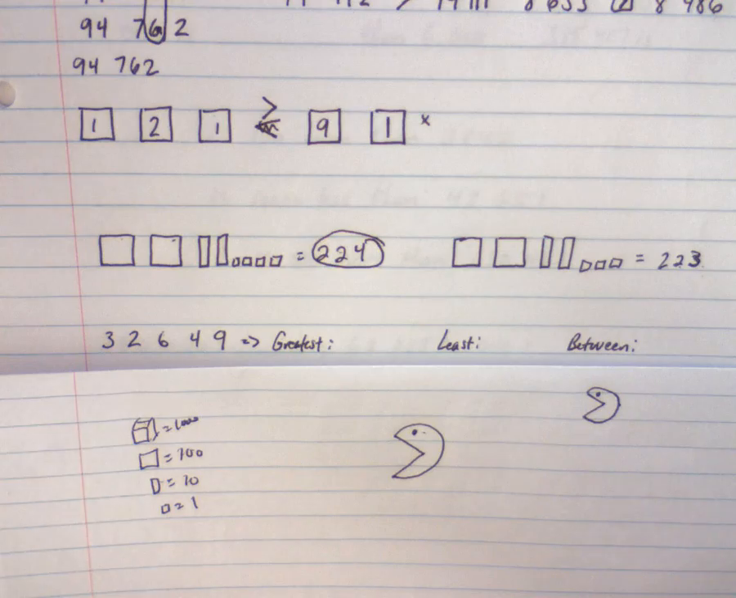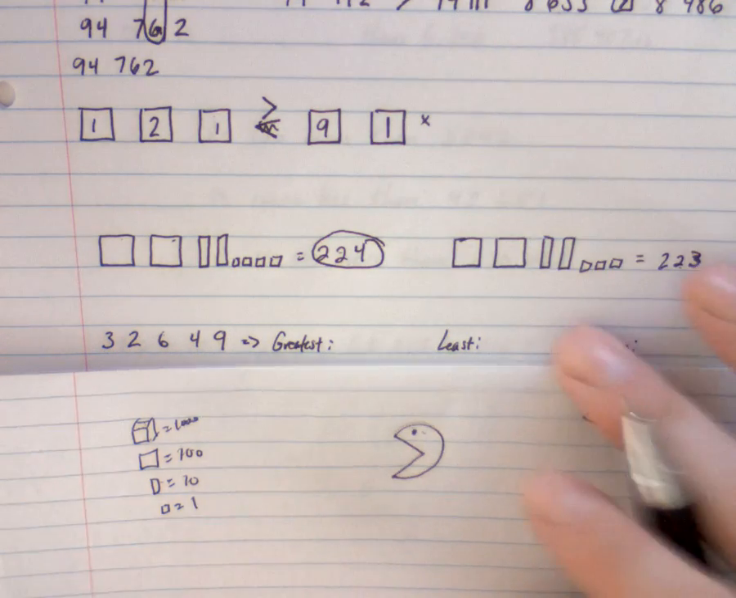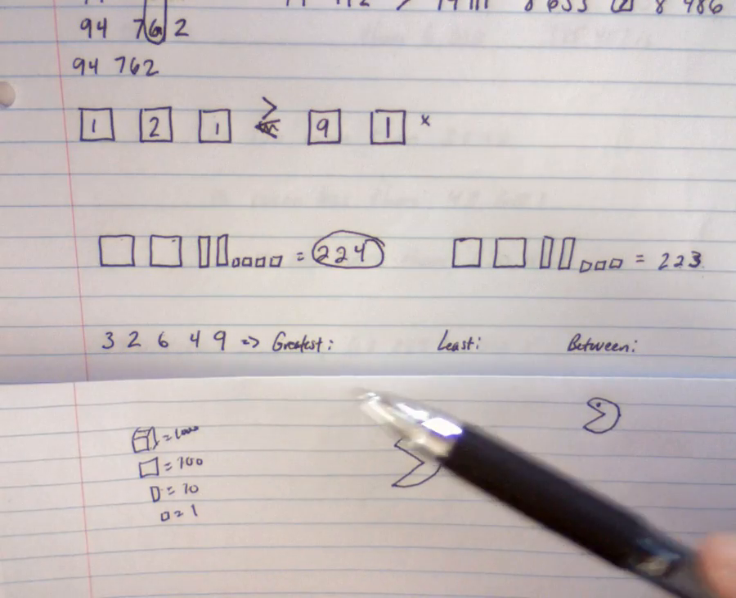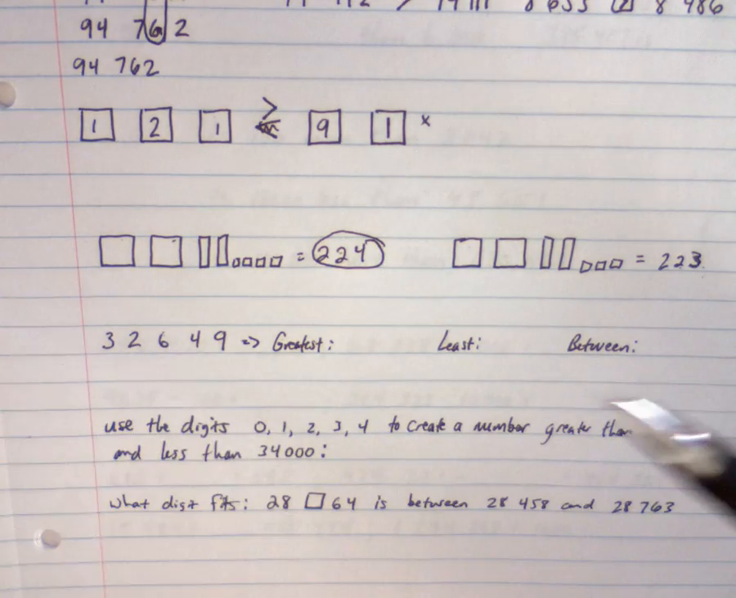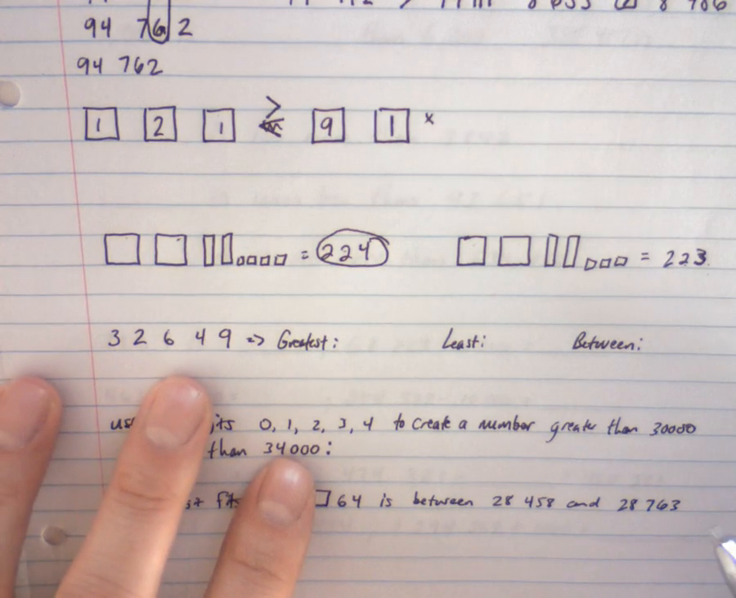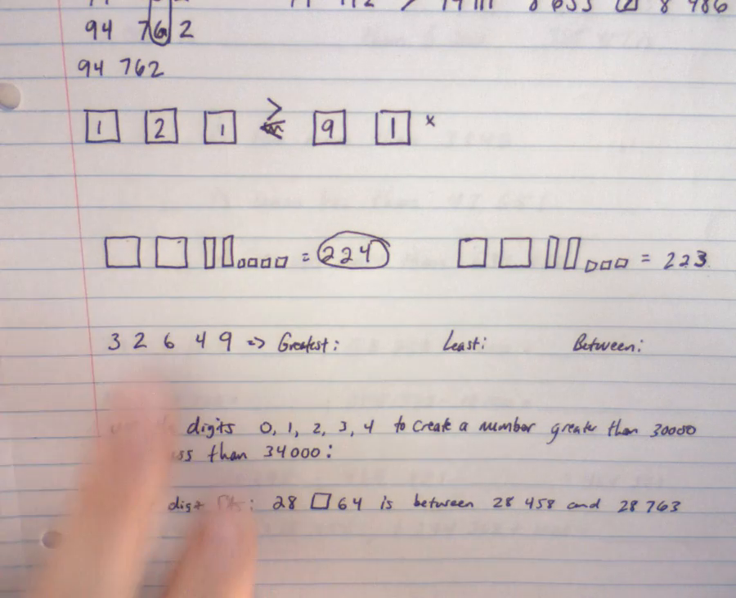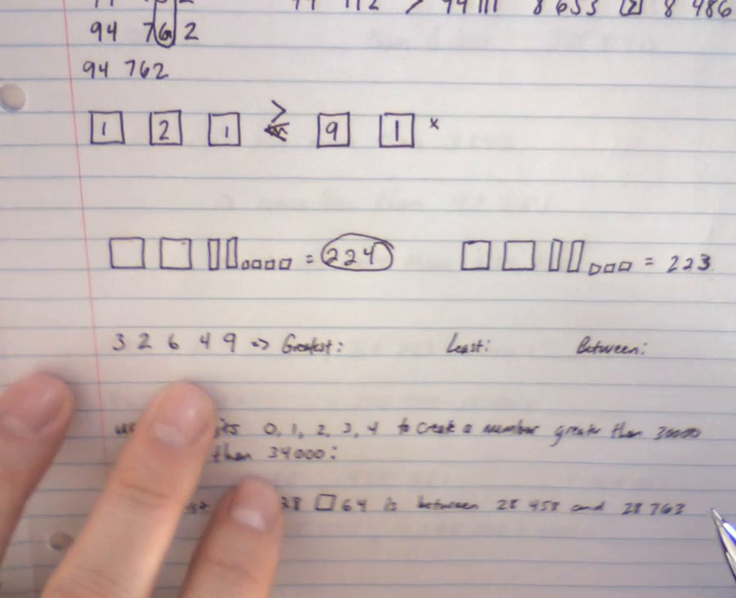Okay, what we're going to be doing, guys, everything that I'm showing you is all coming from your book. This is all the stuff that you're going to see in your book, and that you're going to need to know how to do. What we're going to look at is a number, 32,649. What we want to know is, can we make a greater number out of this?